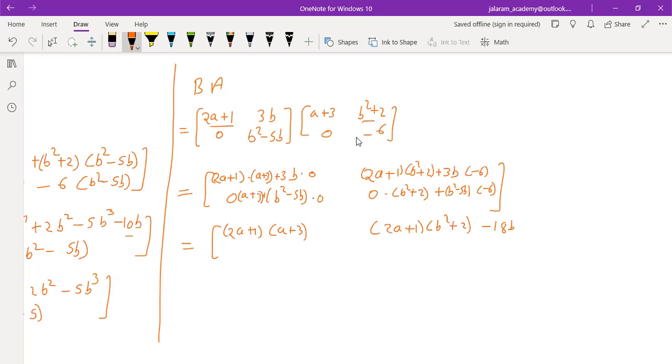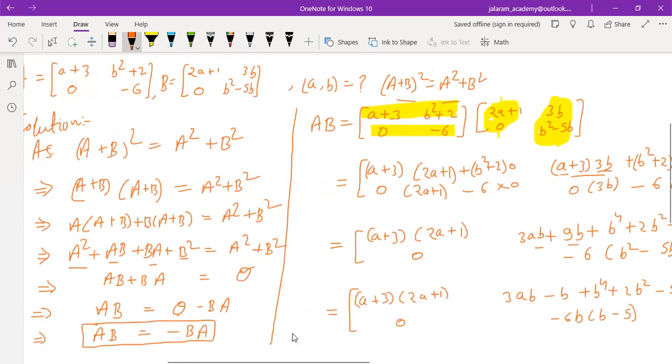2A plus 1 into B square plus 2 plus 3B into minus 6. Correct? 0 into A plus 3, B square minus 5B into 0, 0 into B square plus 2 plus B square minus 5B into minus 6. So everything is correct. This is 0 and this is minus 6. B is common into B minus 5.